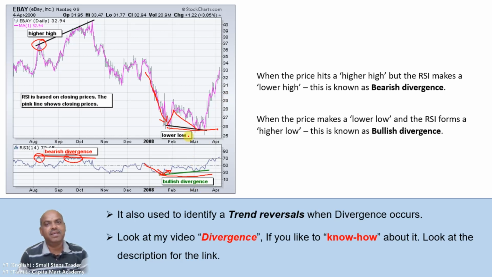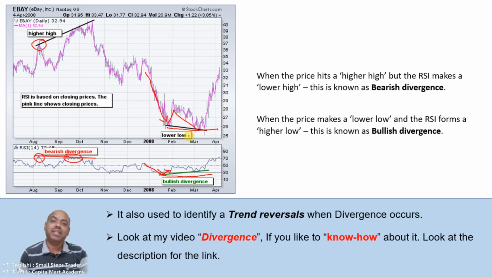Including me, many people say the same thing: price goes higher high, but the indicator doesn't go higher high. That is divergence. But how is the divergence happening? As I searched on YouTube, none of the videos cover how the divergence happens. So in my previous video, I elaborately talked about how the divergence happens. If you haven't seen that video, see my previous video. I gave the link in the description. Have a look at that. You will get a better understanding of the divergence.